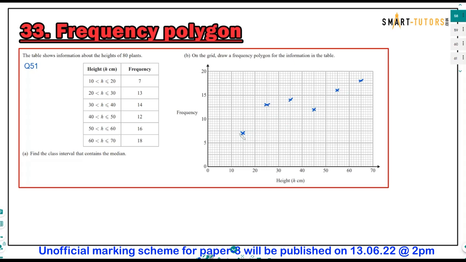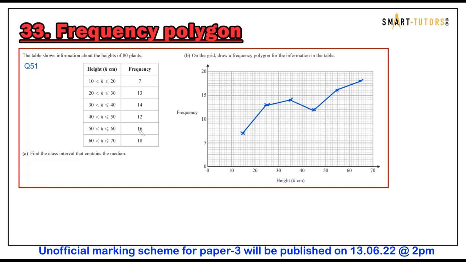So the frequency polygon, the midpoints, you need to connect with a straight line starting from the first point until you reach the last point. You shouldn't be connecting the last point together with the first point. So that is the frequency polygon if they ask you to do. The first part of the question, I skipped this one, so I'm coming back again.